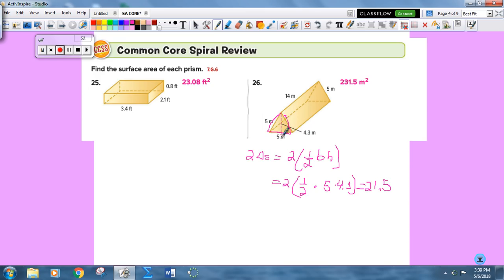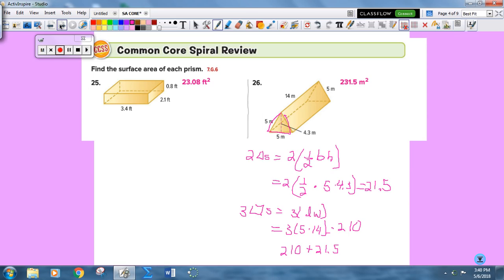I then have, notice all 3 sides of my triangle are the same, they're all 5. So I then have 3 rectangles that are 5 by 14. So 3 rectangles is 3 times length times width. So it's 3 times 5 times 14. And again, I'm going to use my calculator, which is 210. So then my total surface area is 210 plus 21.5, which is 231.5.